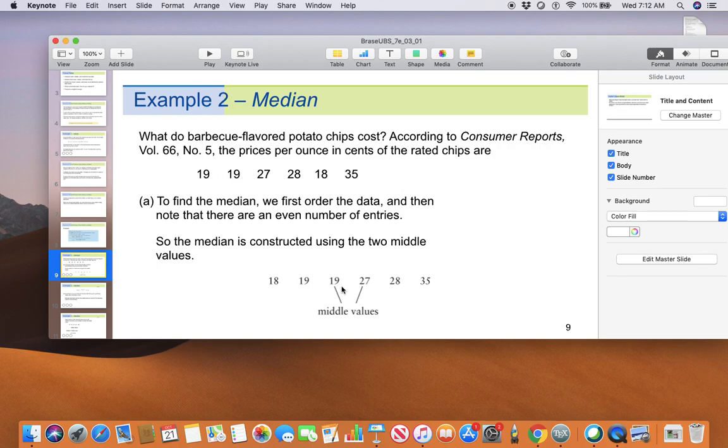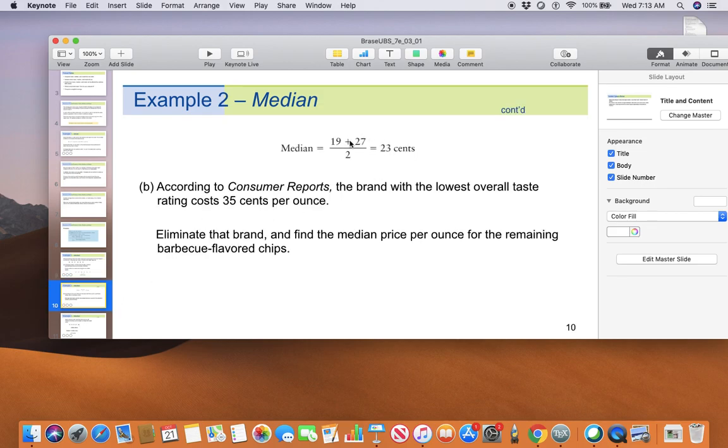18, 19, okay. So now how many numbers do you have? You have 6 numbers. 3 are here and 3 are here. Okay, so there is nothing in the middle. So you take the middle two numbers, add them up, divide by 2. Add them up, divide by 2. All right.